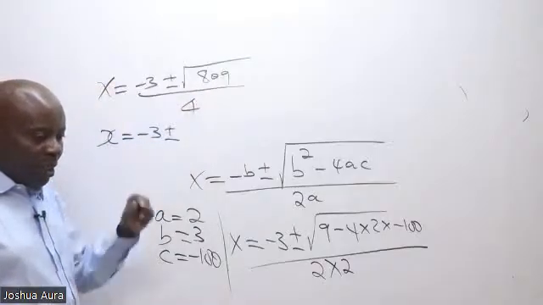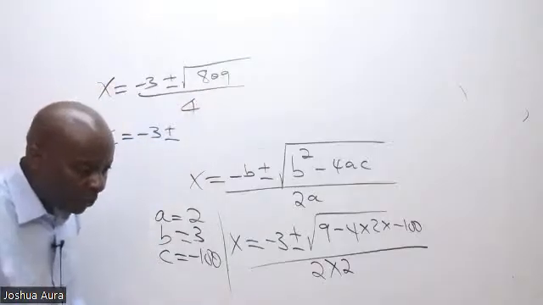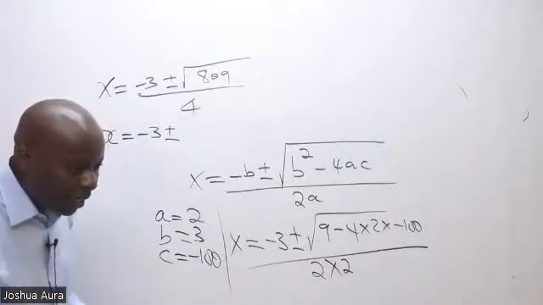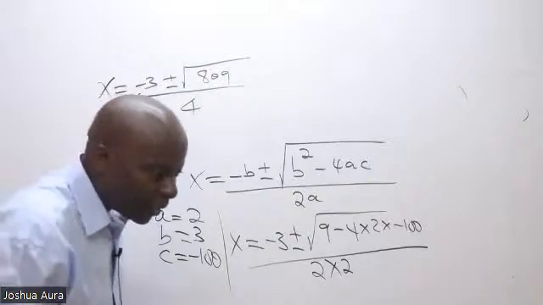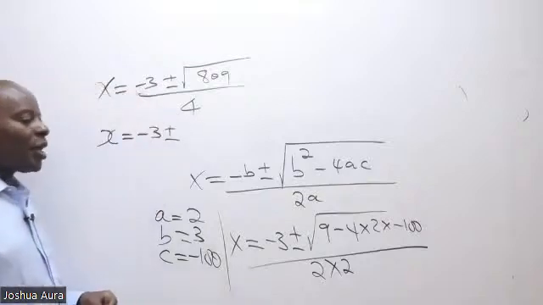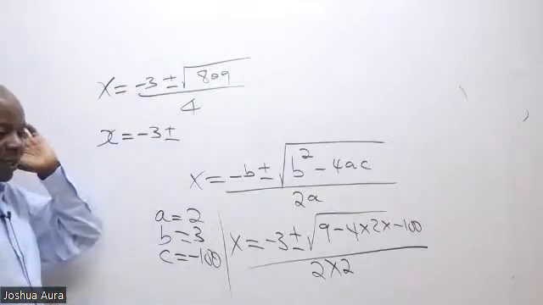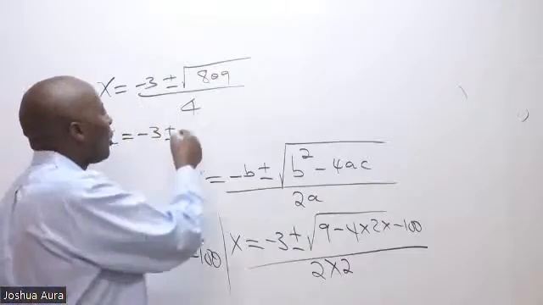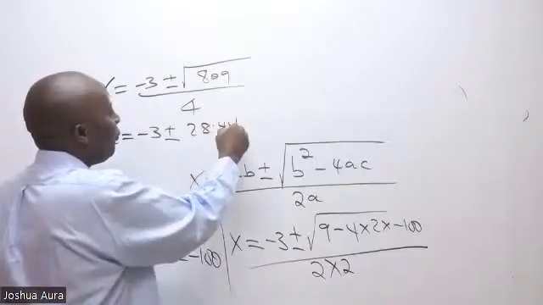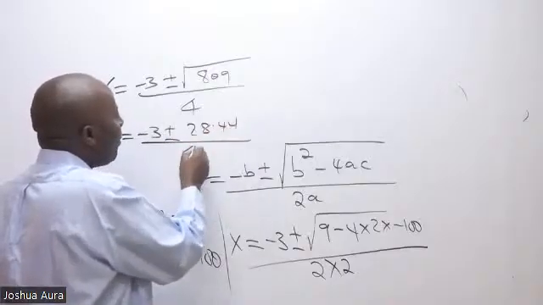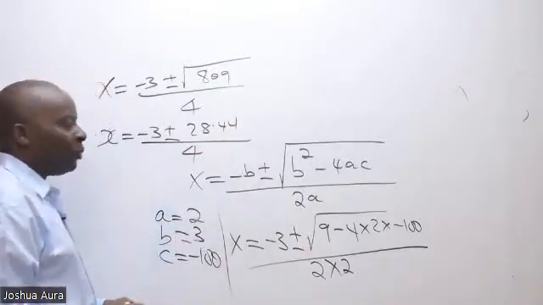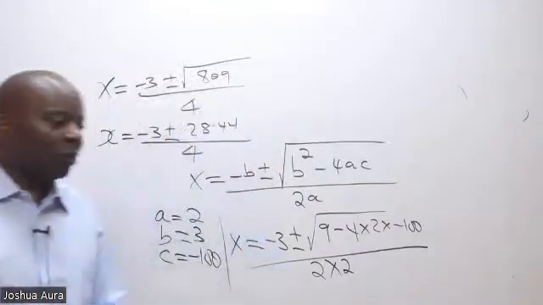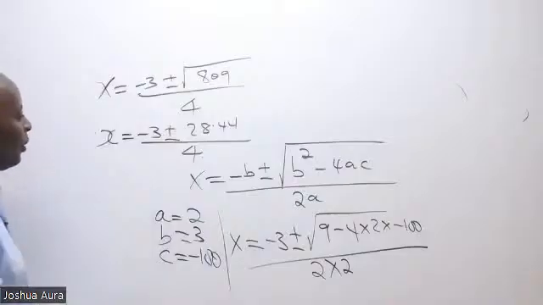In 2 decimal places. Square root of 809 in 2 decimal places. Is there somebody who has a good calculator there? 28.44. So we have here 28.44. Everything to be divided by 4.